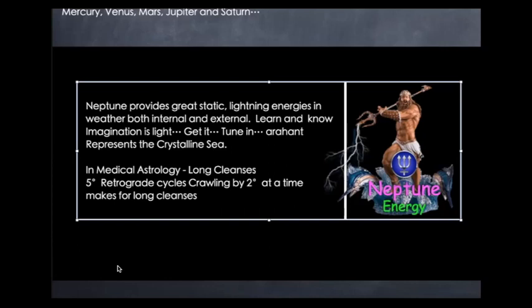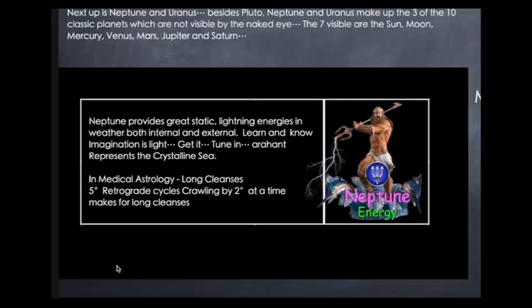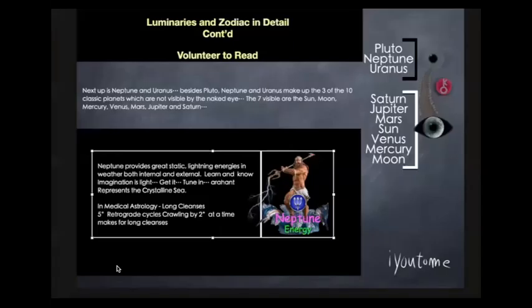In medical astrology, long cleansers, 5 degrees retrograde cycles crawling by 2 degrees at a time makes for long cleansers. Thank you, Martin. Yeah, it's good. It's all right to bring those things up. We can go into them at a later time, but it's okay to show that beautiful discussion that you just talked about. So we thank you for that. It's awesome. It's really good.